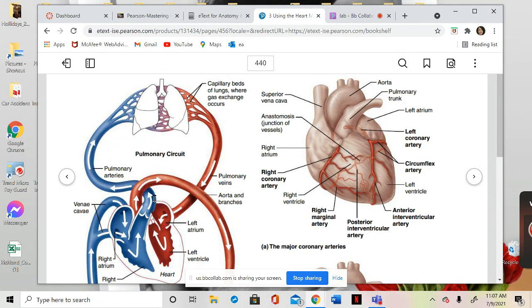The pulmonary trunk branches into left and right pulmonary arteries, which carry blood to the lung, where the blood unloads. This is the gas exchange: it unloads carbon dioxide and picks up oxygen. The oxygen-rich blood returns to the heart via the four pulmonary veins.